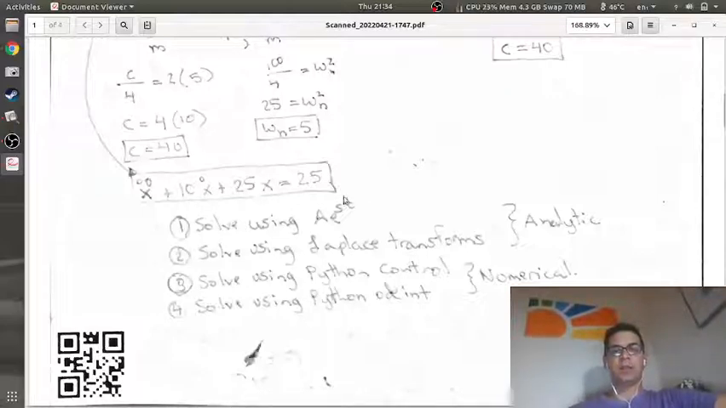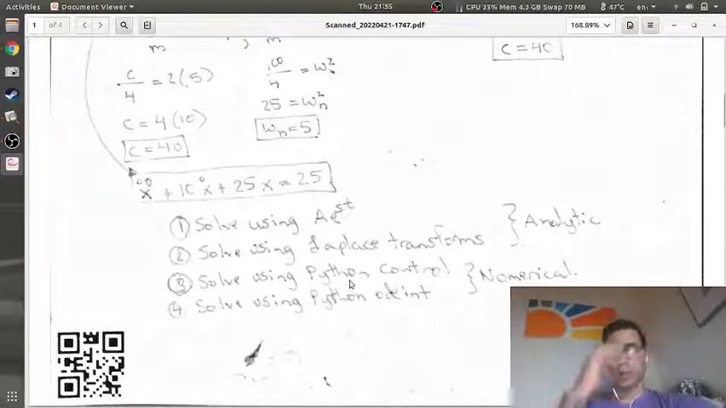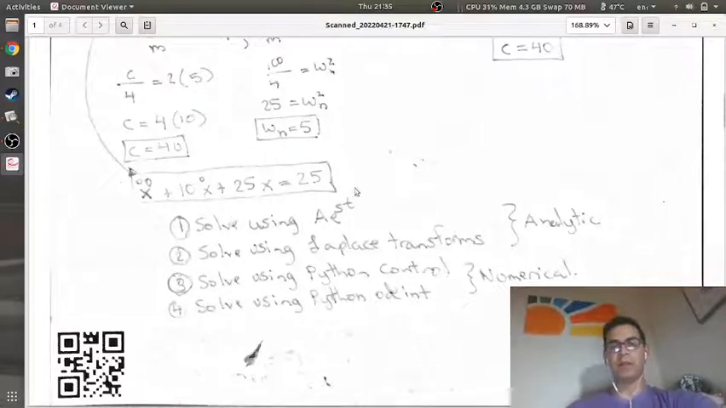You can solve using the standard A e to the s t, where you plug A e to the s t into the equation and solve the characteristic equation. You can also solve using Laplace transforms, and those are analytic methods, so you actually get a full solution. And then there's also the numerical way. Well, not necessarily Python, but the numerical way. You can use Python, MATLAB, really anything: Fortran, C, R, whatever. But at my university, we use Python, and you can use the control system toolbox to solve Laplace transforms. And then you can also use the odeint function from SciPy to solve an ordinary differential equation.